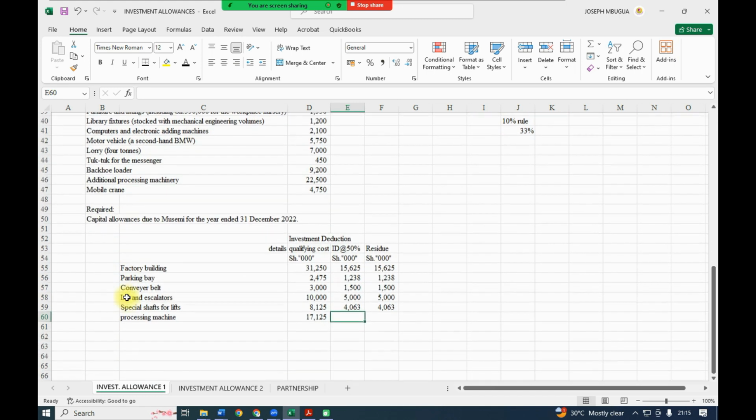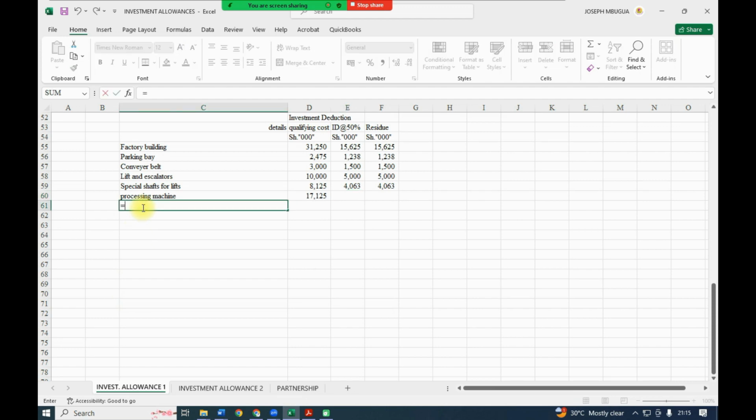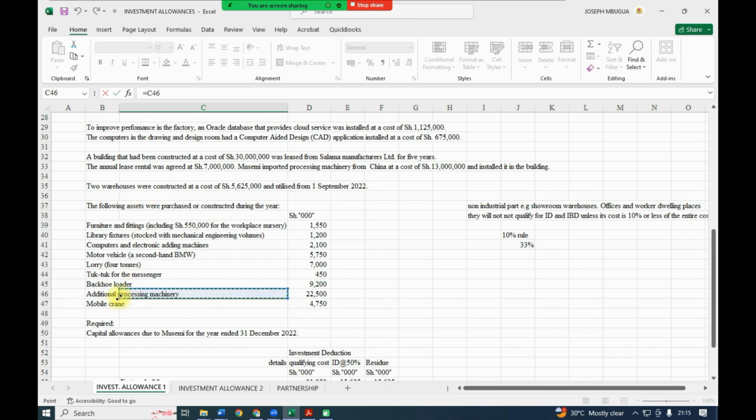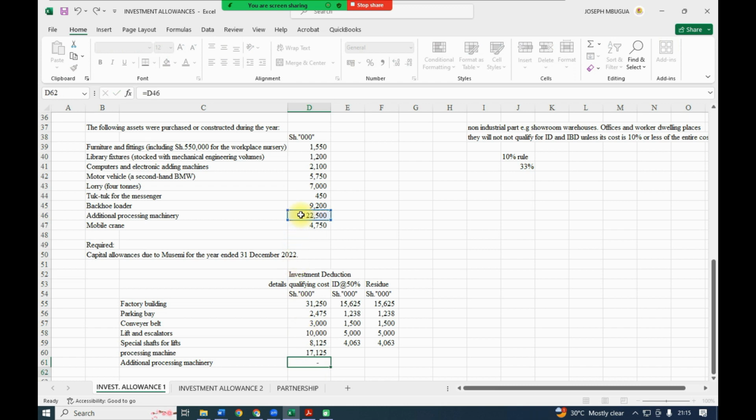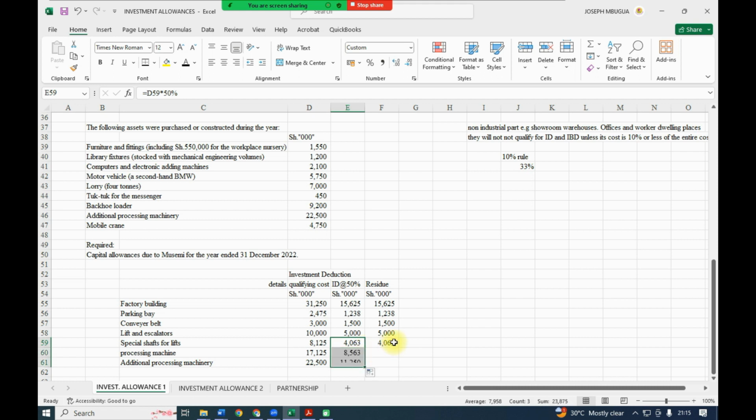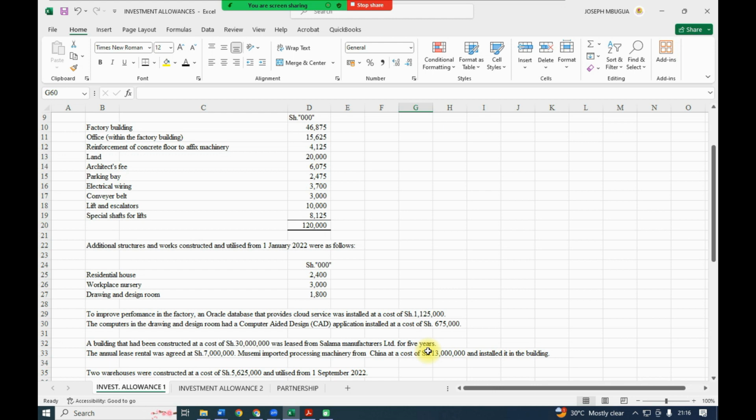That is under category 1, additional processing machinery. We shall account for it here. Additional processing machinery, even that one will qualify, because the processing machinery will qualify for the 50%. I'll just drag this. Yeah, that way. And that is the first part of getting the investment allowance.